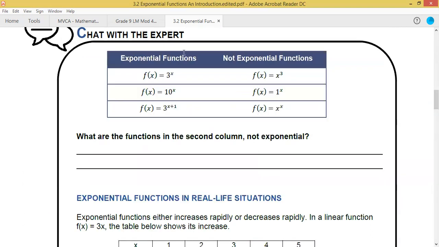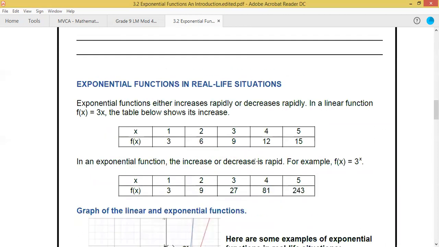Please check. These are examples of exponential function. Please check where can you see the variables. While these are examples of non-exponential functions, you check where do you see the variables.